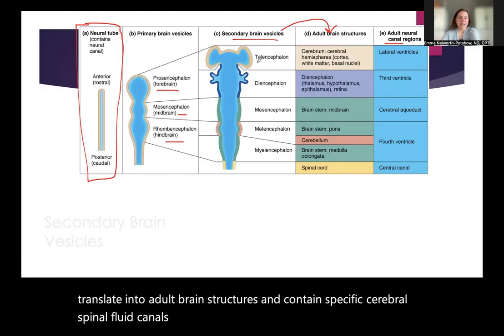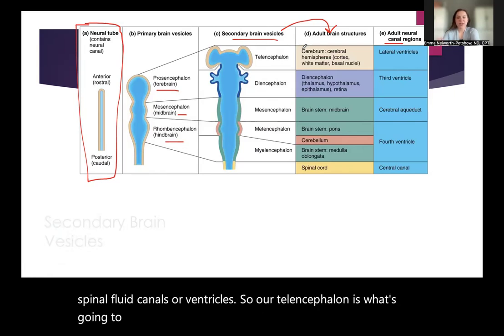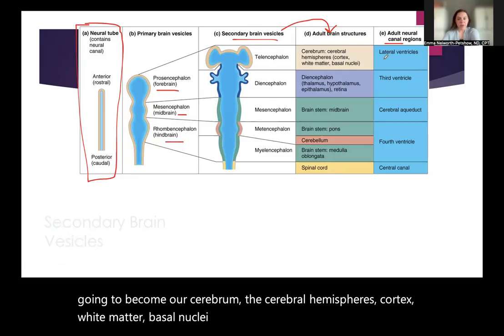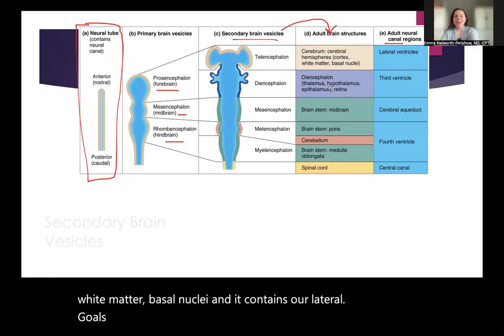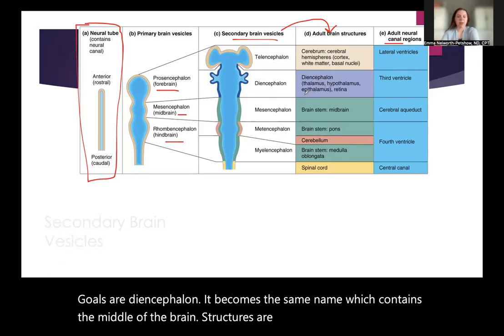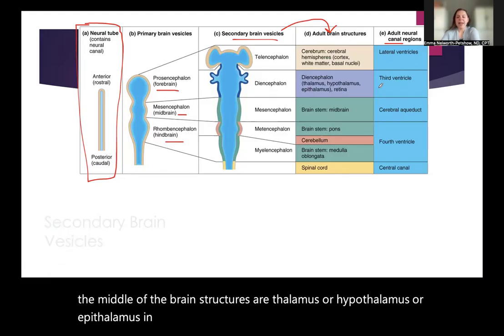So our telencephalon is what's going to become our cerebrum, the cerebral hemispheres, cortex, white matter, basal nuclei, and it contains our lateral ventricles. Our diencephalon becomes the same name, which contains the middle of the brain structures, our thalamus, our hypothalamus, our epithalamus, and the retina. And that also contains our third ventricle.